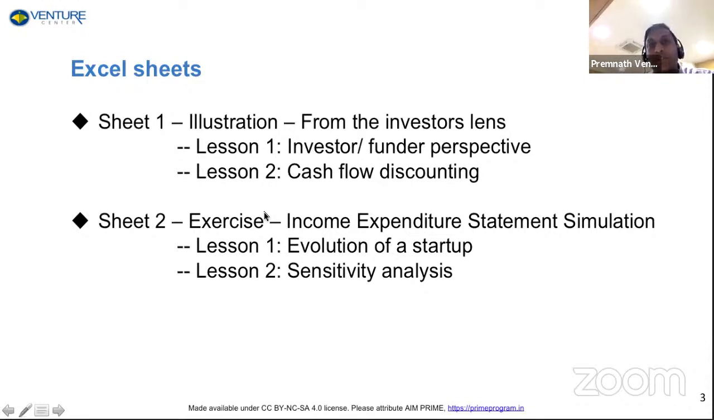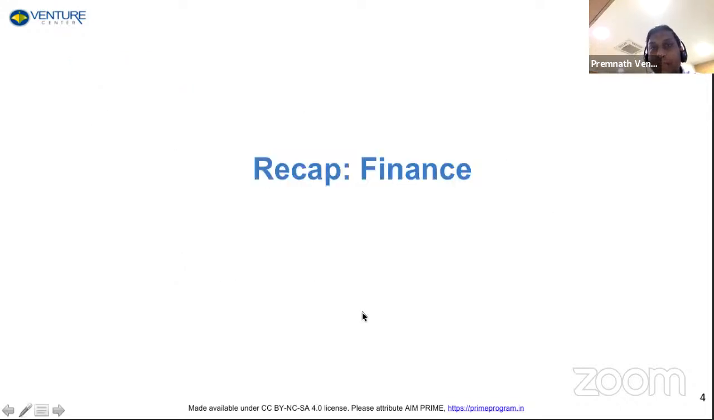All of you should have by now received these two sheets. One is titled illustration from the investor's lens. It is a workbook with two sheets. Two things we'll try and cover: one is the investor funder perspective, and another is about cash flow discounting. The second will be an income expenditure statement simulation, where we look at the evolution of a startup and do a small exercise on sensitivity analysis. That is to give you a feel for these sheets. We will see how far we can take it depending upon the time available today.